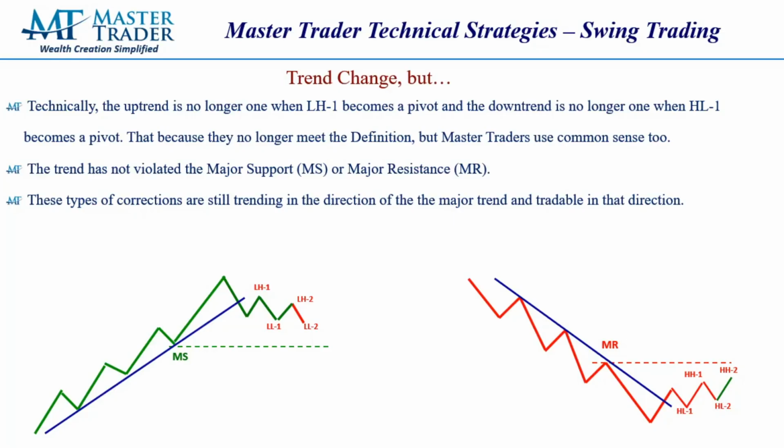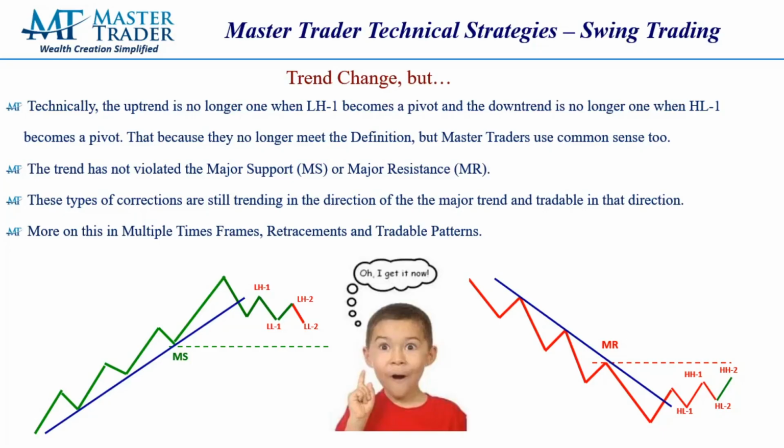And so what we have here is to say that this is the major trend, here's major resistance, and this beginning uptrend here is just trending up into that major resistance area where there's going to be sellers and the potential for prices to reverse back to the downside again. And this is going to lead us eventually into understanding multiple time frames as well. As I said, we're going to be talking about this in multiple time frames, retracements, and tradable patterns.